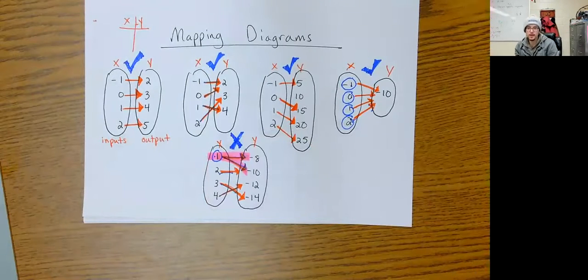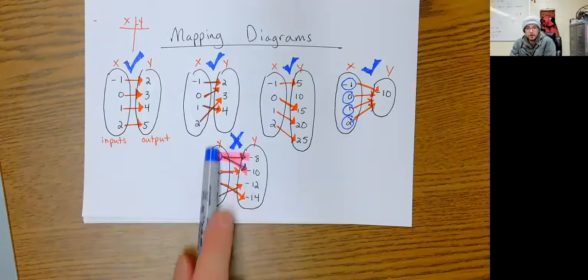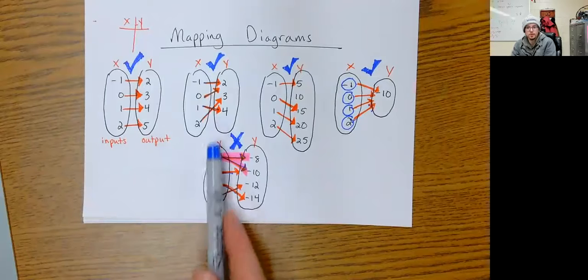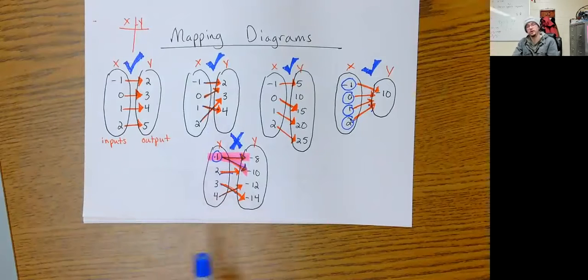So what you're looking for is, is there more than one arrow coming from a number over here, coming from an input? Because if there's more than one arrow, that thing's not a function. All right.